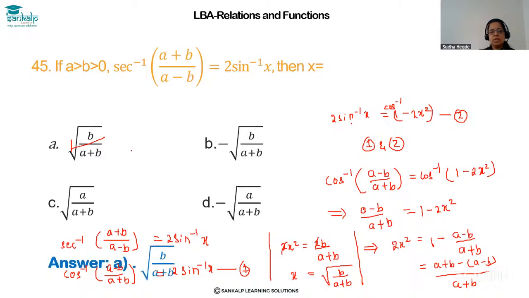So, the major steps you need to remember: 2 times sin inverse x is equal to cos inverse of 1 minus 2x square, and how to convert secant inverse in terms of cos inverse. Those two are the major steps. Otherwise, it is a very simple question. You can easily solve it within 1 minute.